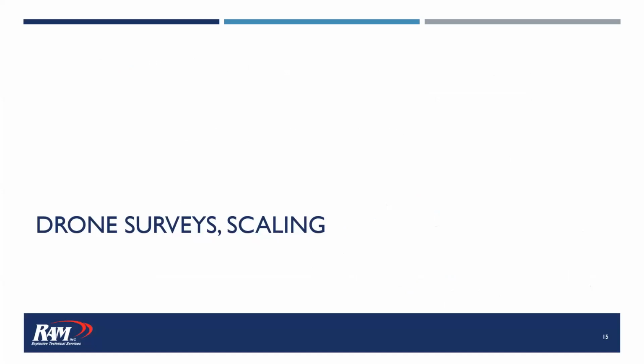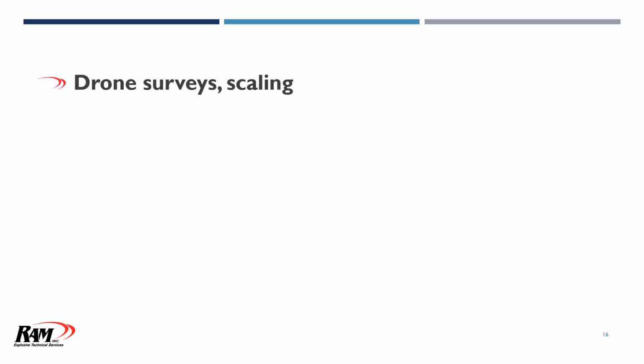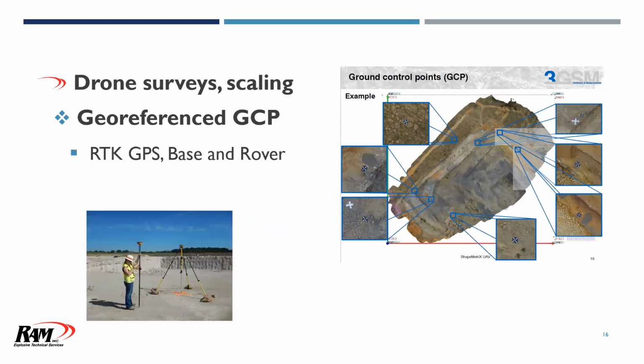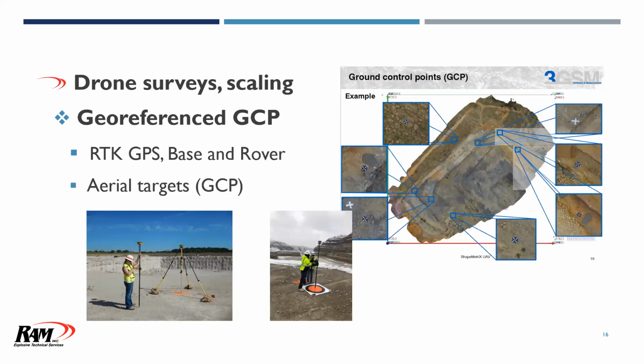Next, we're going to talk a little bit about the surveys and scaling the survey. One of the more popular ways today to be able to get an accurate scale is the use of ground control points. We georeference those ground control points, and doing so, we use a RTK GPS base and rover. You can see down here in the lower left picture, the base station set up on the tripod, and then the rover that we have that you can go around. And with that, we can actually go to those targets and pick up the northing, easting, and elevation of that.